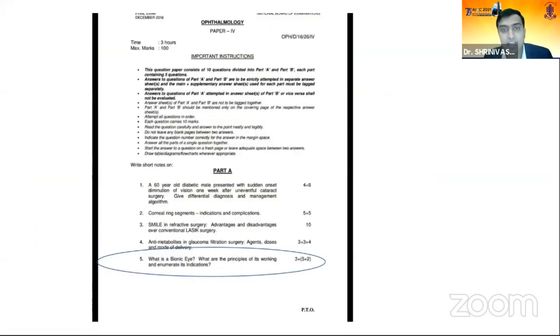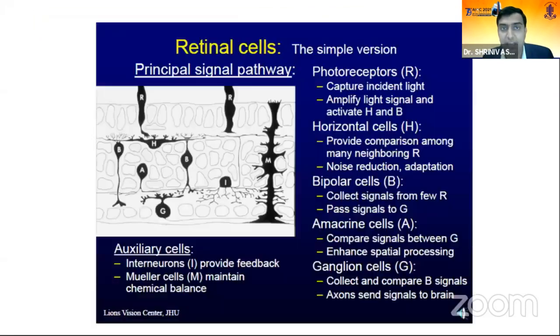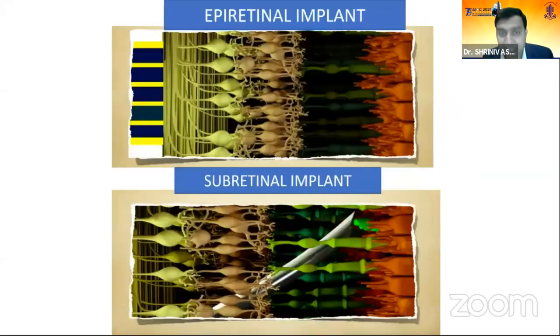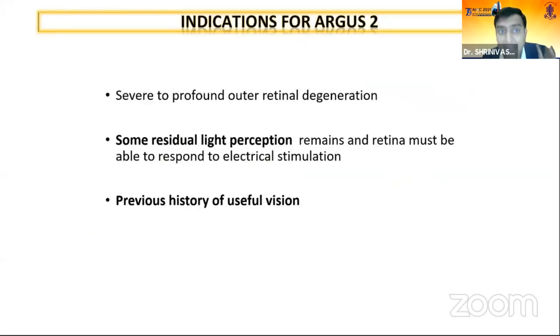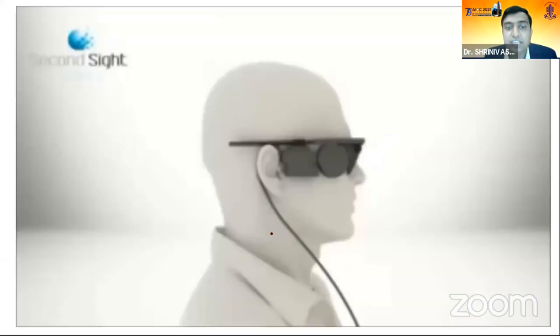The last few slides are on the artificial retina, the bioelectronic eye. We all need to know that. It's basically for patients who are blind from outer retinal degenerations. Some residual light perception has to be there in these patients, that is, a previous history of useful vision has to be there. This is the external camera and this is the video processing unit. So this is the internal part.